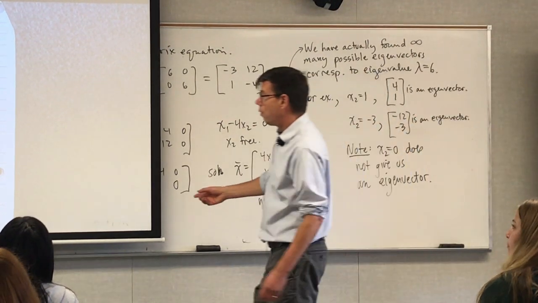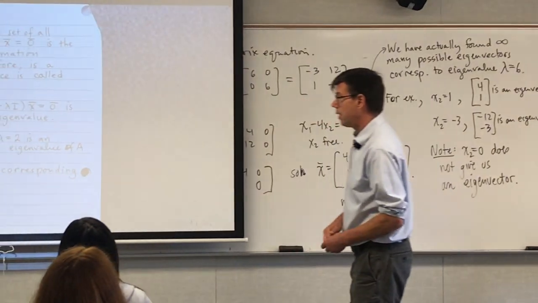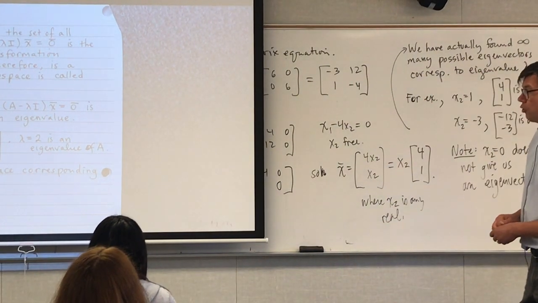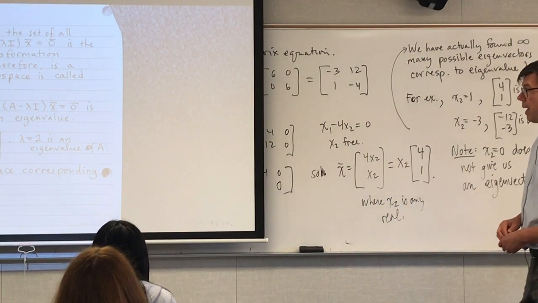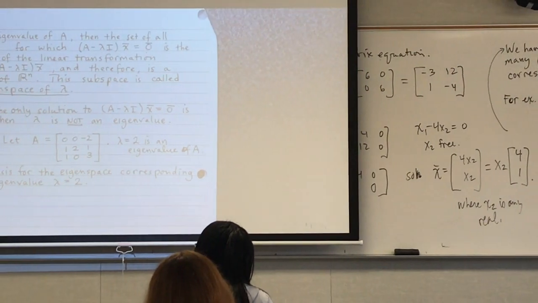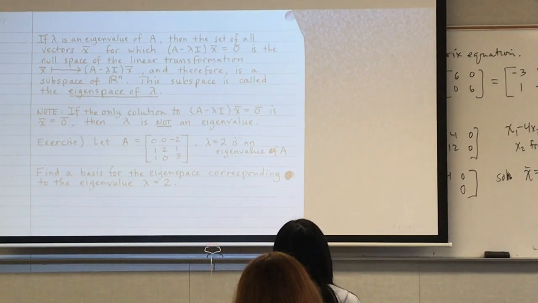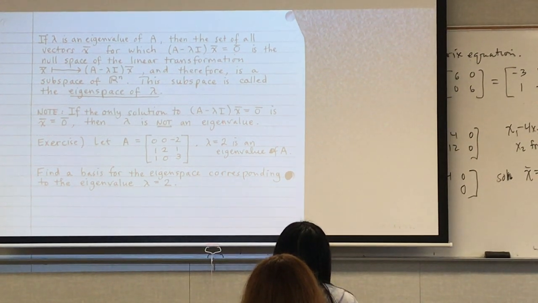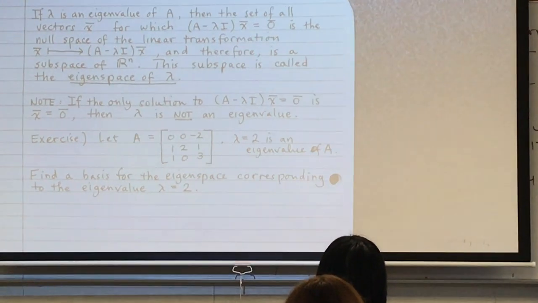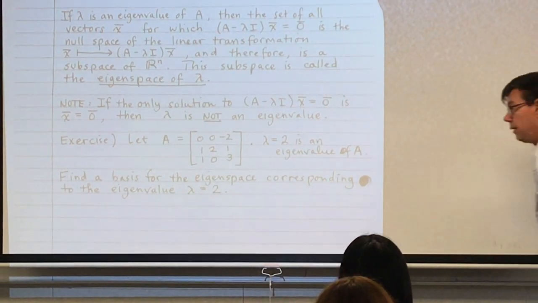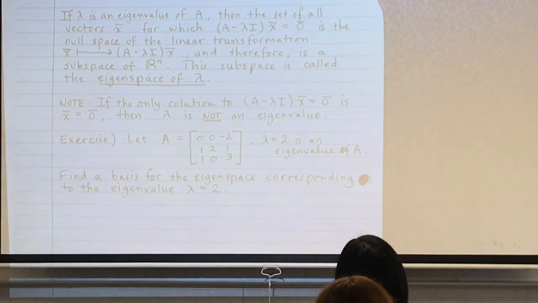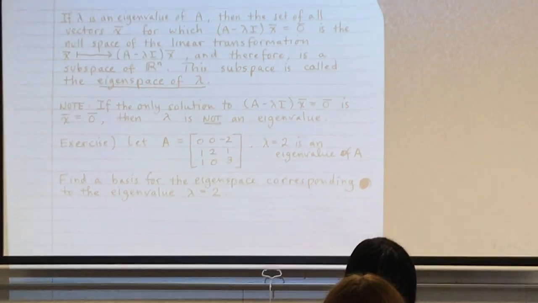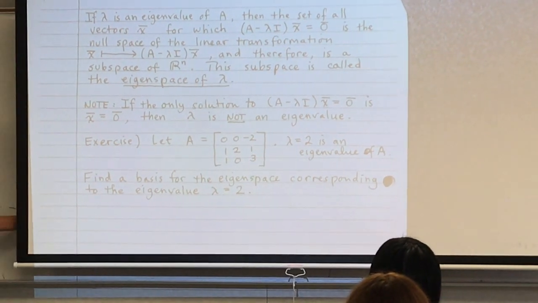All right, so what we have to do now is take a matrix. Here's a 3 by 3 A. I'm telling you lambda equals 2 is an eigenvalue, and I want you to find a basis for the corresponding eigenspace. It's really just like what we did here. I think maybe I can leave the projector on and do the work on this side.